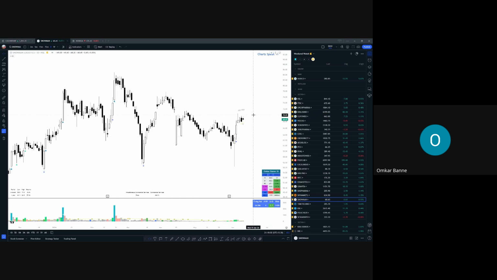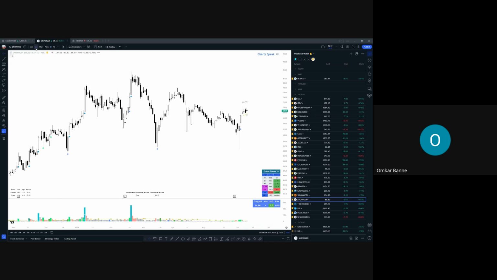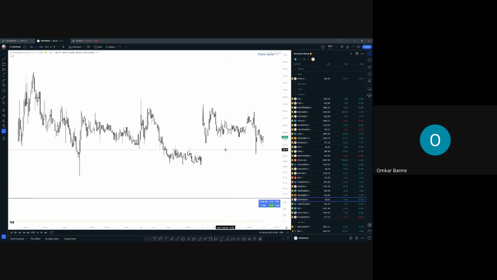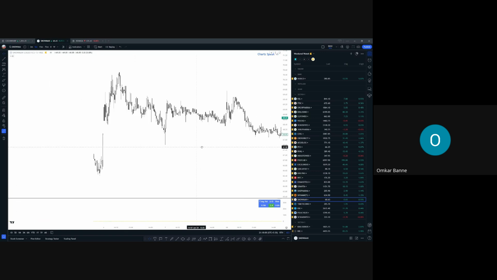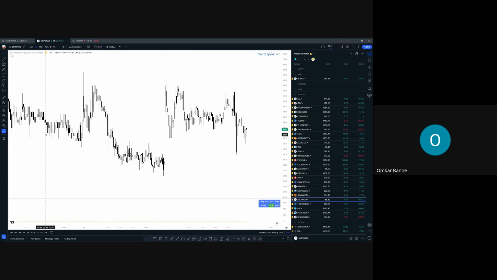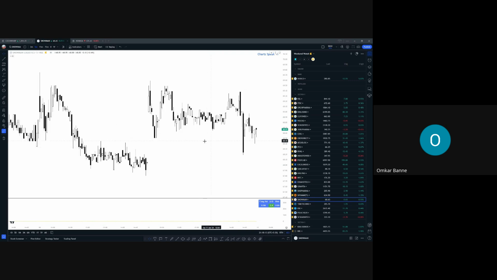Snowman, the setup is looking good, but the thing is liquidity. There will be a good amount of spread. Your order may not get filled, and you'll have to pay some slippage.